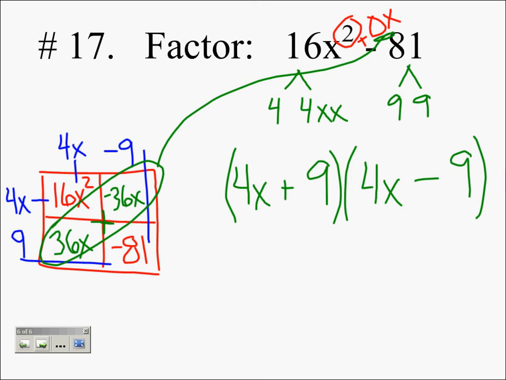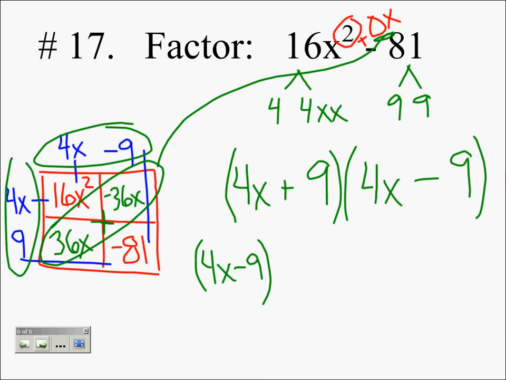and they do. So my first factor is on top, 4x minus 9. My second factor is down this side, 4x plus 9. Same answer either way, you choose the method.